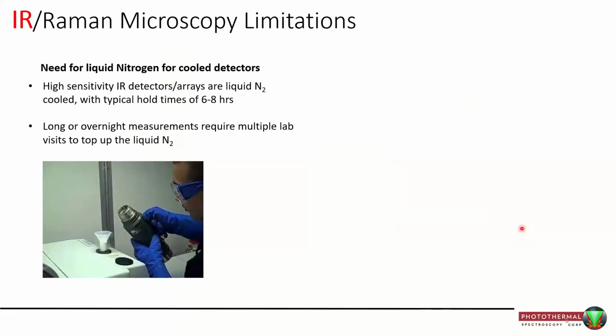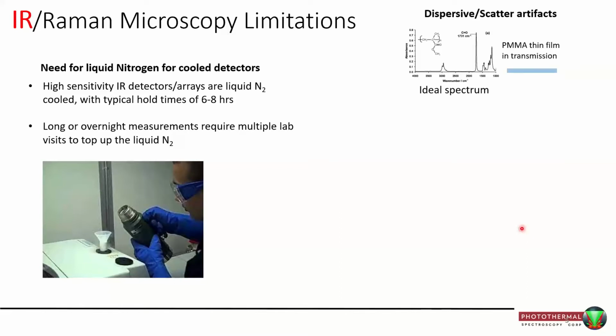Furthermore, liquid nitrogen is often used to cool detectors to increase their sensitivity, and some of them only have limited hold time, so you can't be doing overnight measurements. But perhaps one of the biggest, if not the biggest, especially in the life science area, is these dispersive and scatter artifacts, sometimes called Mie scattering.